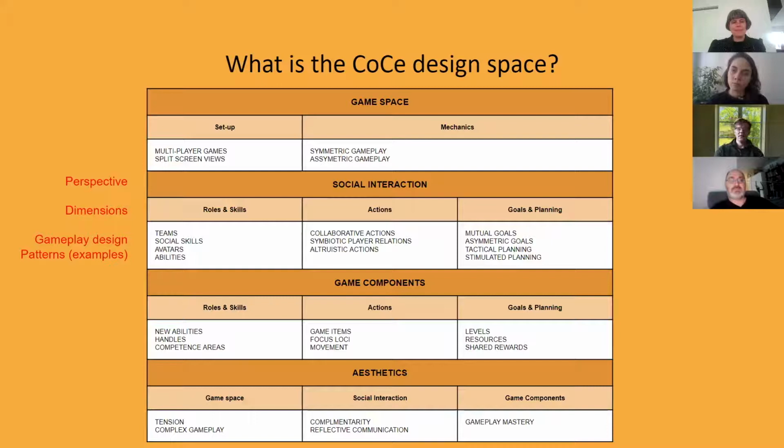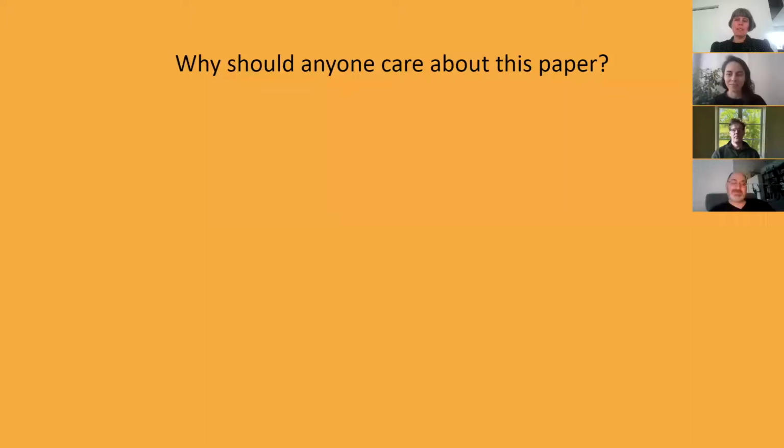In this slide, you can see the entire design space, more or less. You can see that it's organized into these four perspectives: game space, social interaction, game components, and aesthetics. And then within each of the perspectives, there are several different dimensions that build up the design space. If you look at the social interaction perspective, then we have the dimensions roles and skills, actions and goals, and planning. And the endpoints in our design space are game design patterns. So in the roles and skills dimension, for instance, we have the game design patterns teams, social skills, avatars and abilities. So finally, why should anyone care about this paper, Olof?